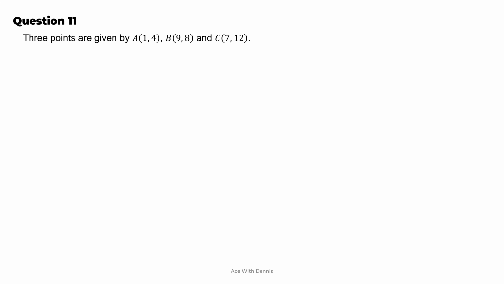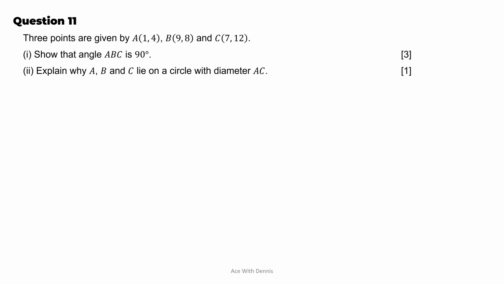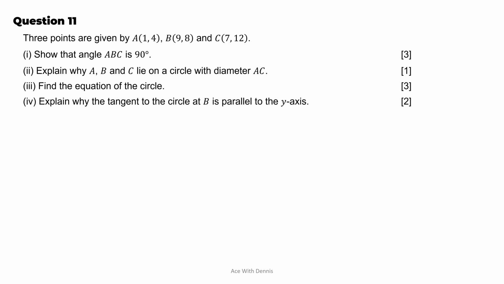Question 11. Three points are given by A (1, 4), B (9, 8), and C (7, 12). 1. Show that angle ABC is 90 degrees. 3 marks. 2. Explain why A, B, and C lie on a circle with diameter AC. 1 mark. 3. Find the equation of the circle. 3 marks. 4. Explain why the tangent to the circle at B is parallel to the y-axis. 2 marks. And 5. Find the equation of the tangent to the circle at C. 2 marks.